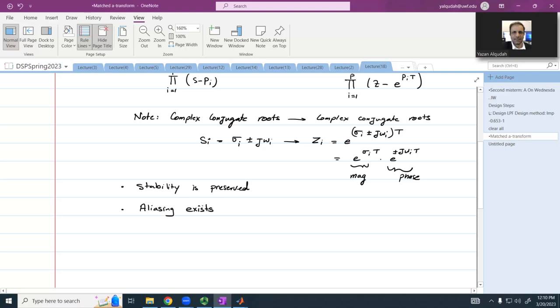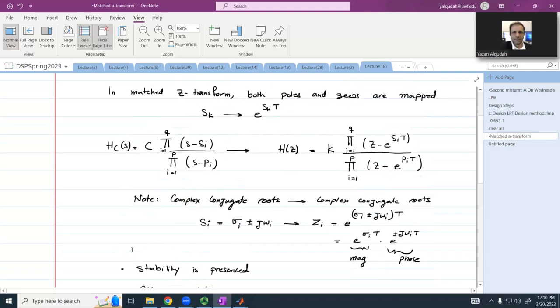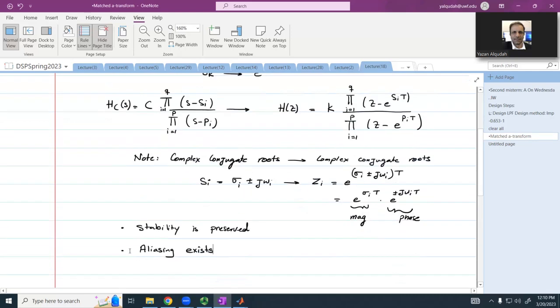So again, what is the idea behind the matched Z transform? Poles and zeros are just mapped using this formula. A pole or a zero is mapped to e to that pole or zero multiplied by T.